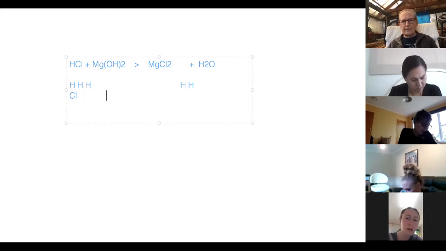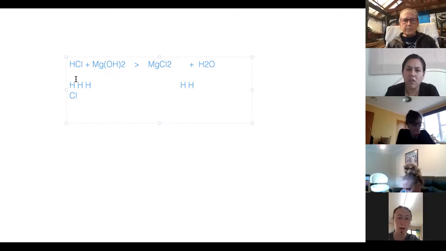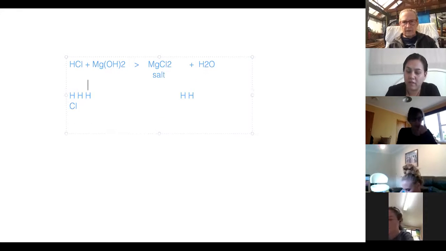Remember why? This is Mg2+, and this is Cl1-, remember. Why do we have a chloride there though? Is it because chlorine only takes 1 electron, but it needs to take 2? Okay. That's our salt. Magnesium chloride is our salt.